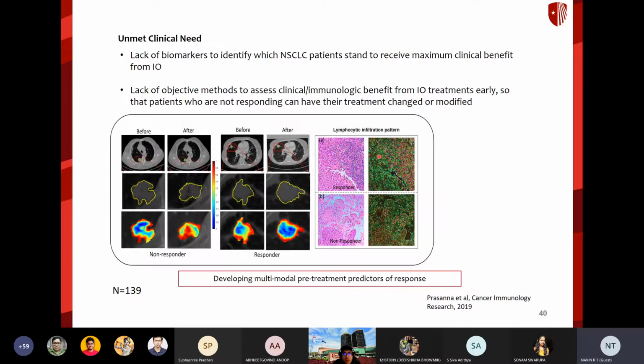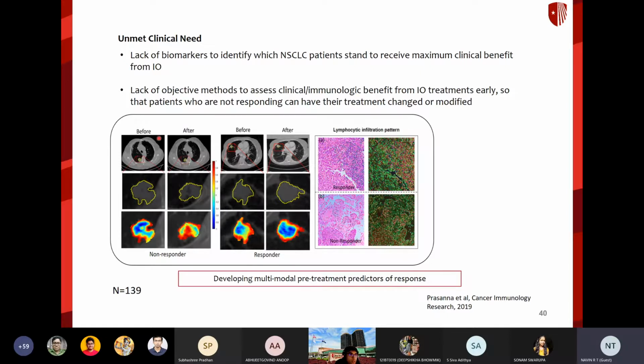Okay, so now I'd like to talk a little bit about other kinds of descriptors such as pathomic descriptors, which can then be combined with radiomics as well. So there's a lack of biomarkers currently to identify which lung cancer patients stand to receive benefit from immunotherapy. So there's a lack of objective methods to assess immunological benefit from different IO agents, so that patients who are not responding can have the treatment changed or modified.